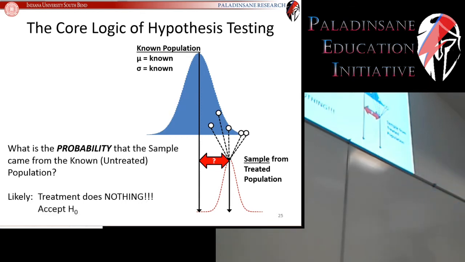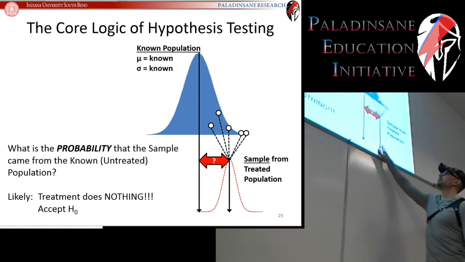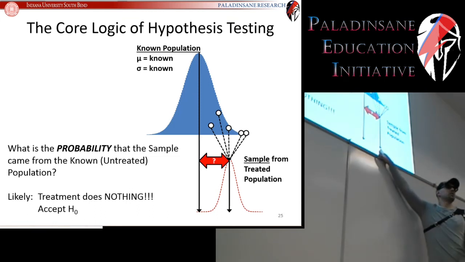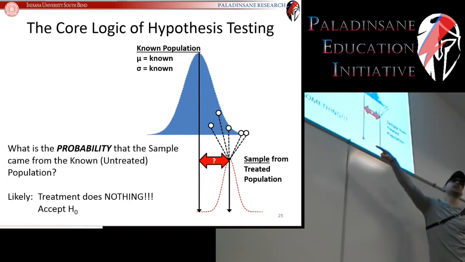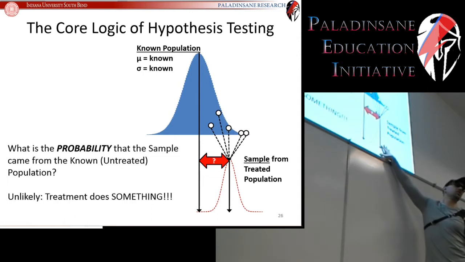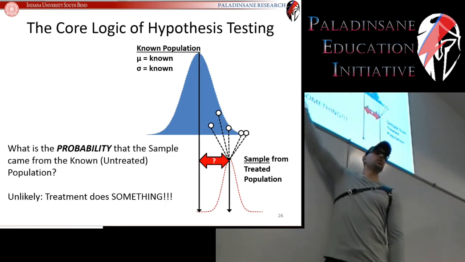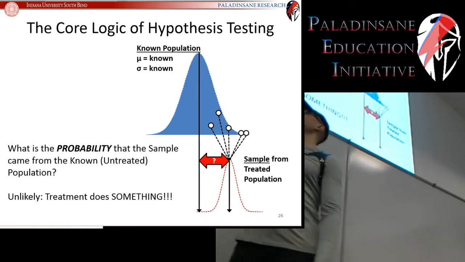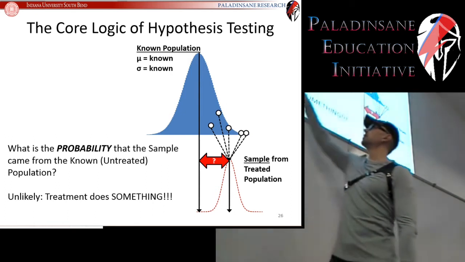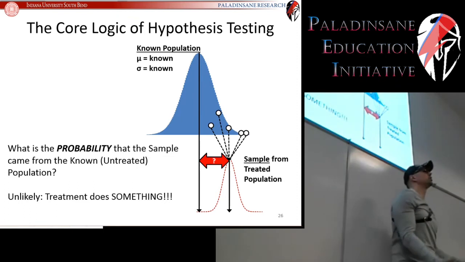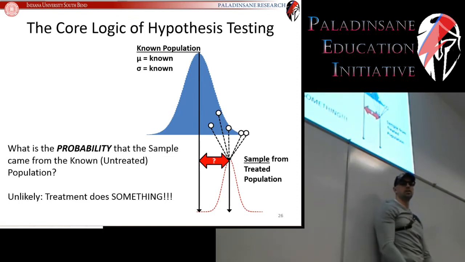If, on the other hand, we take a look at this difference, and we say, sure, it's possible, it's within the realm of possibility that our sample could have come from our untreated known population, but that's highly unlikely. It's unlikely that this could have occurred by chance. The only other alternative is that it's likely that your treatment does something. So if it's unlikely that you would have gotten your sample by chance, the only thing left is that it must have been your treatment. Your treatment must have changed these individuals, and we reject the null hypothesis, and we accept the research hypothesis.